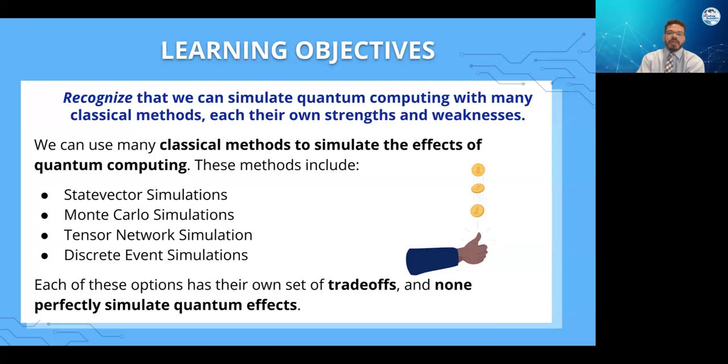And each of those methods has its own strengths and weaknesses, right? State vector simulations are exact, but they scale really poorly. Monte Carlo simulations aren't exact, they're inherently random, but you need to worry about sample sizes. Tensor networks are really efficient, but they're complicated and don't handle entanglement well. And discrete event simulations have some of the trade-offs that all the other ones have. Each of these options has its own set of trade-offs.